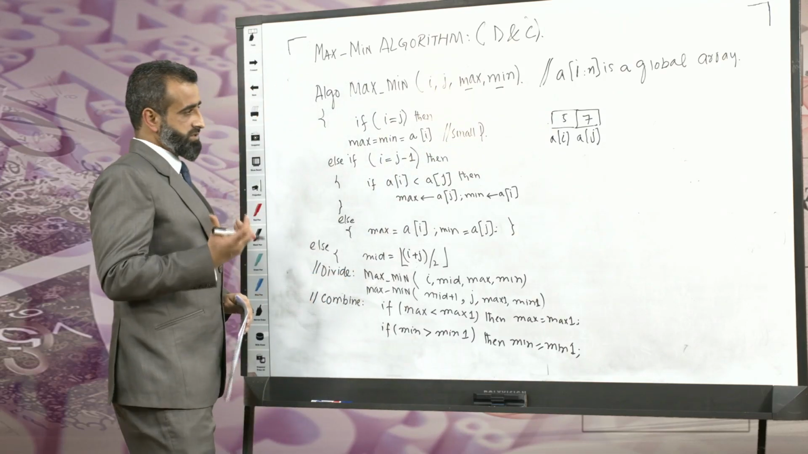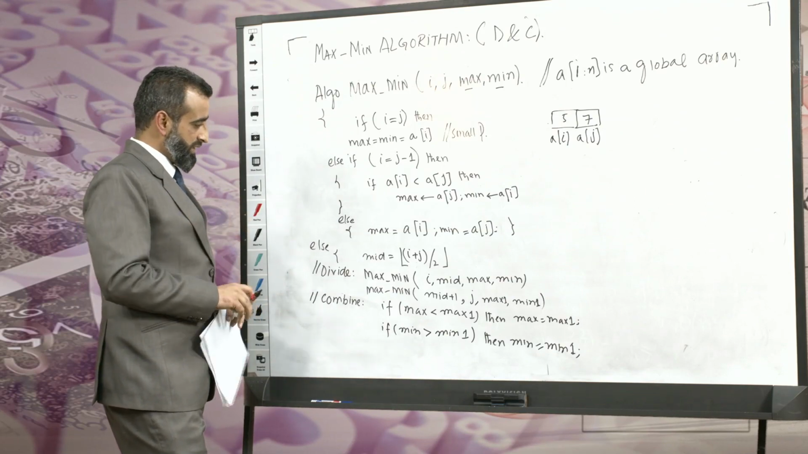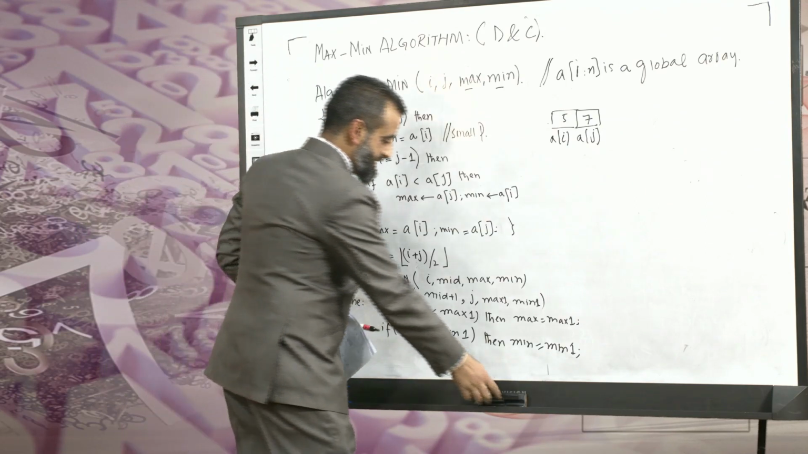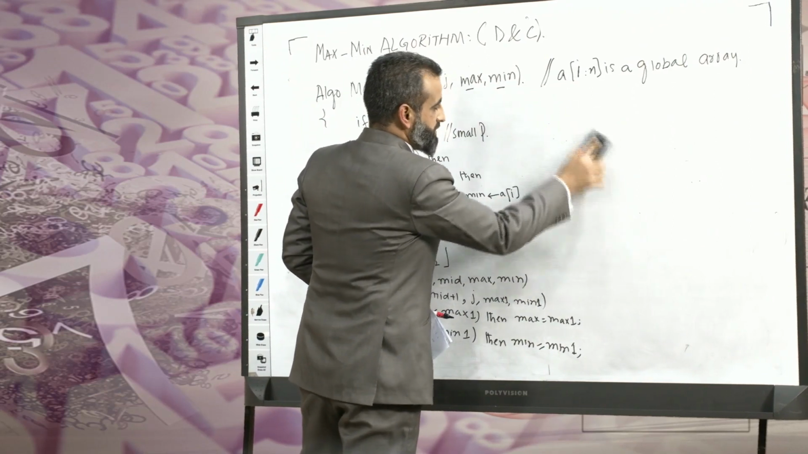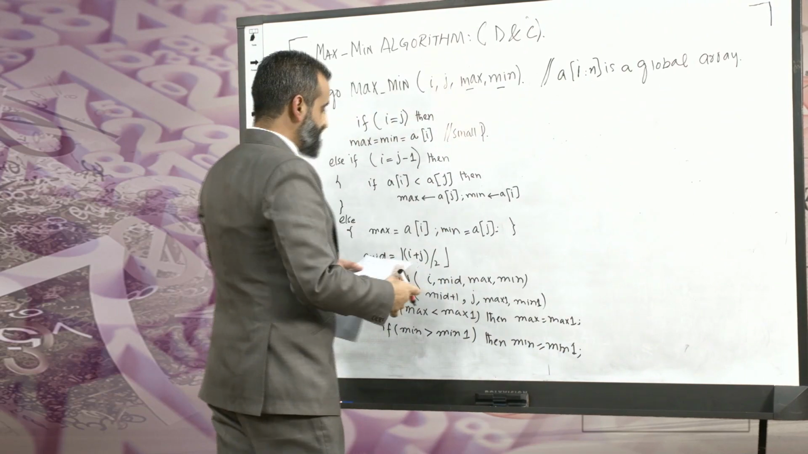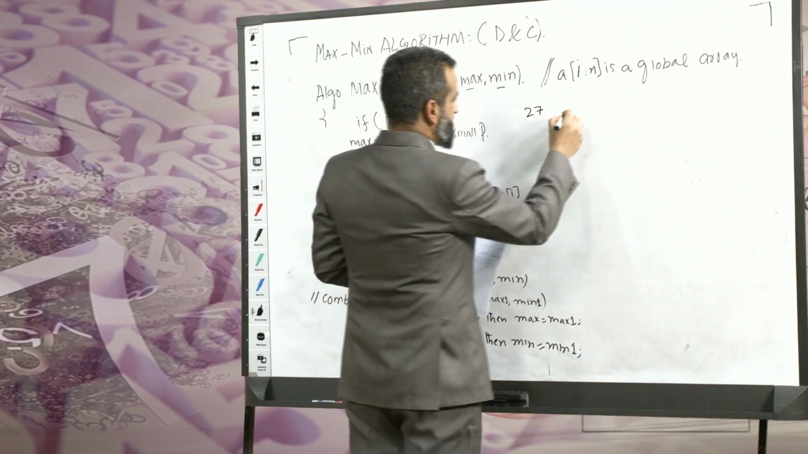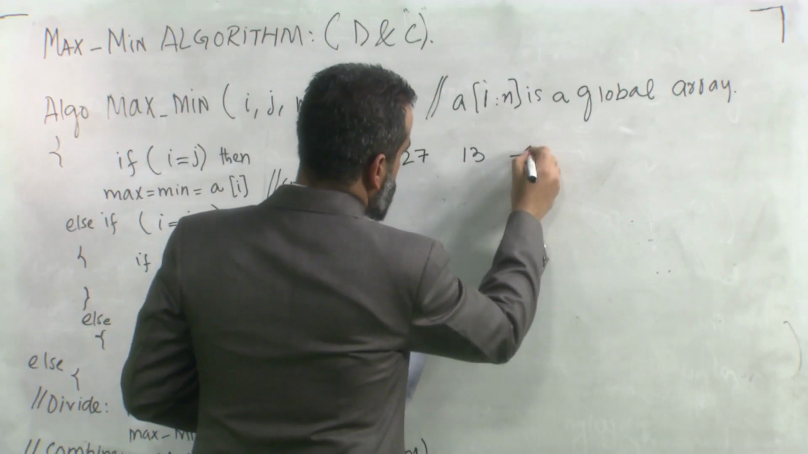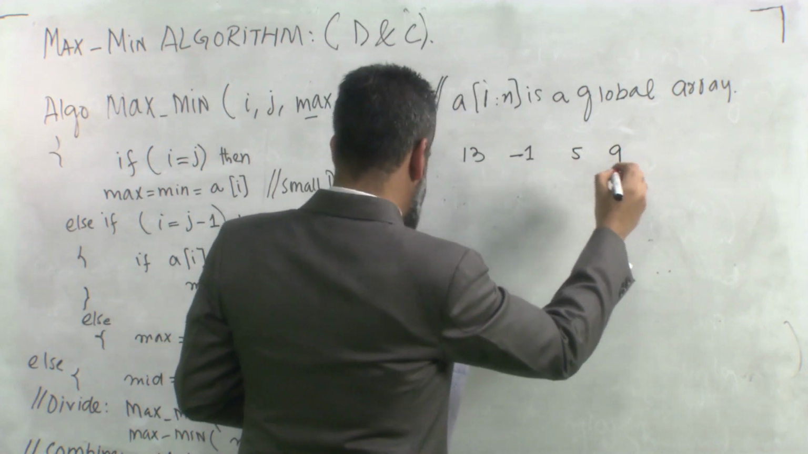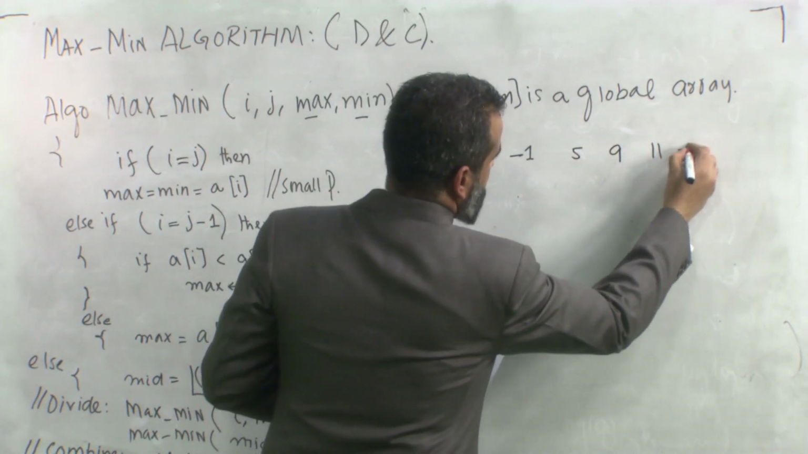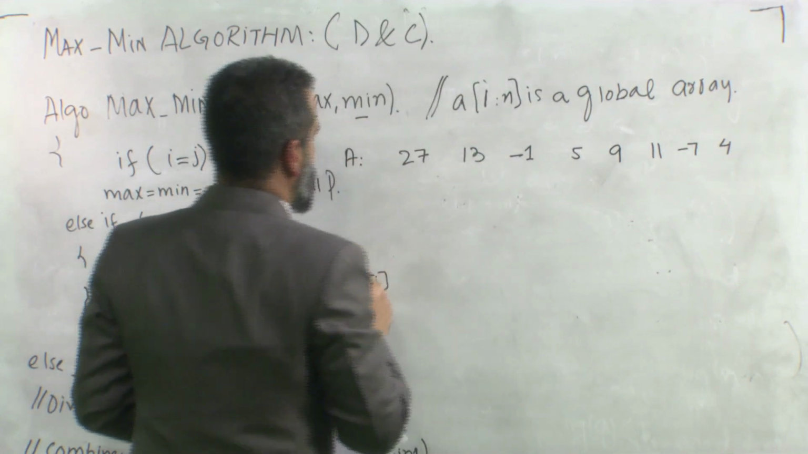Let's look at the larger set of the problem. The larger set of the problem is that multiple elements can be present in your array. How do we actually solve this? Let's take an example and try to understand how exactly this algorithm works on a larger set of problems. Say for example, I have an array which contains the elements 27, 13, -1, 5, 9, 11, -7, 4. Let's call this array my array A.